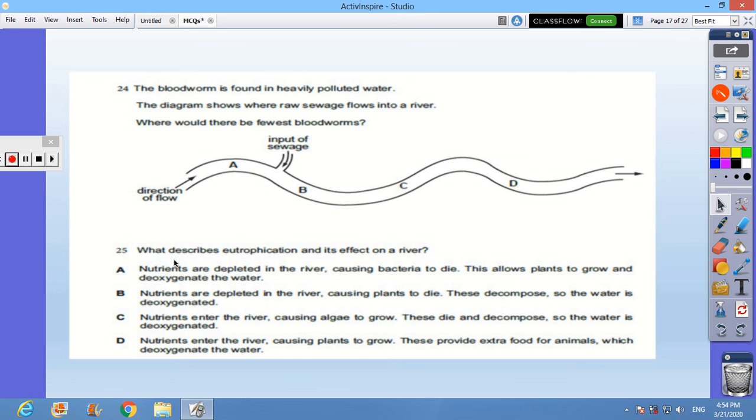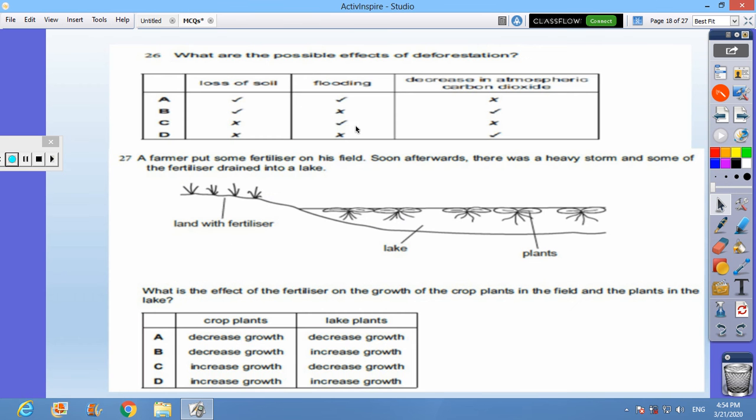25. What describes eutrophication and its effect on a river? C. Nutrients enter the river causing algae to grow. These die and decompose, so the water is deoxygenated. 26. What are the possible effects of deforestation? A would be loss of soil and flooding as well.